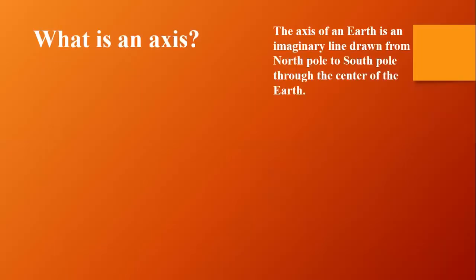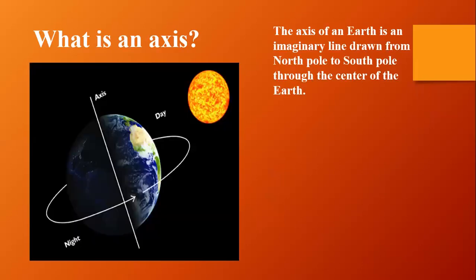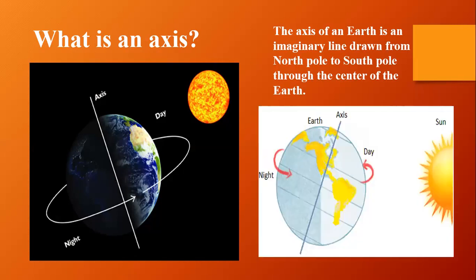What is an axis? The axis of the earth is an imaginary line drawn from North Pole to South Pole through the center of the earth. Children, that means that axis and equator are both imaginary lines that are dividing the earth into two parts. The equator is dividing the earth into two parts from east to west, and axis is dividing the earth into two parts from north to south.